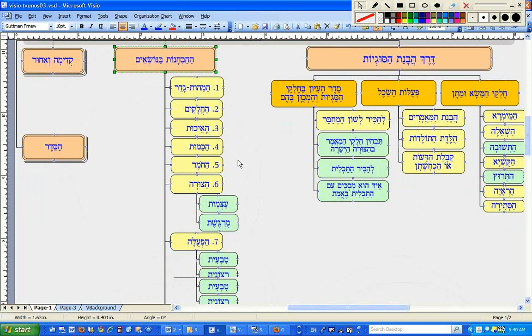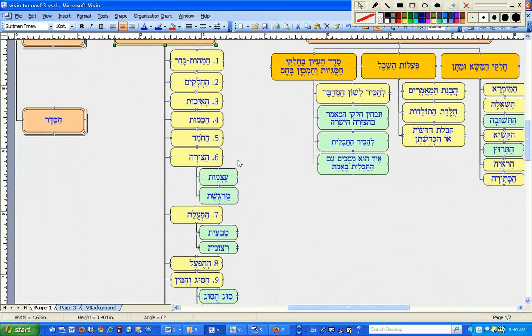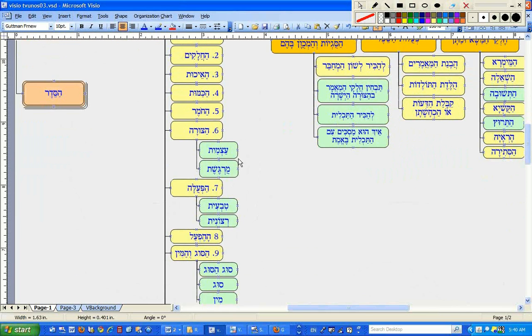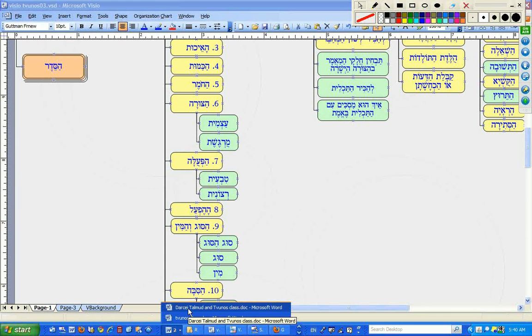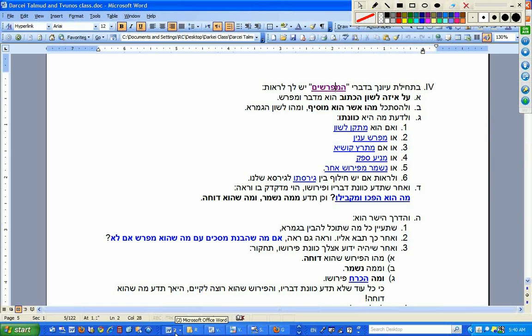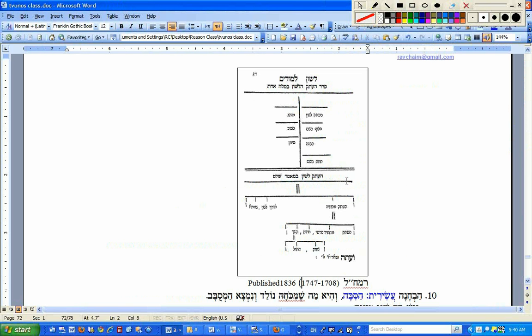Let's go to our text. I just wanted to show you an early version of Visio, what we just looked at. This was the Ramchal's book, Lashon Limudim, which was published in 1836. Ramchal died in 1747. I don't know if it was the first publication of the book, but here you see the printer is trying to use the Visio method.